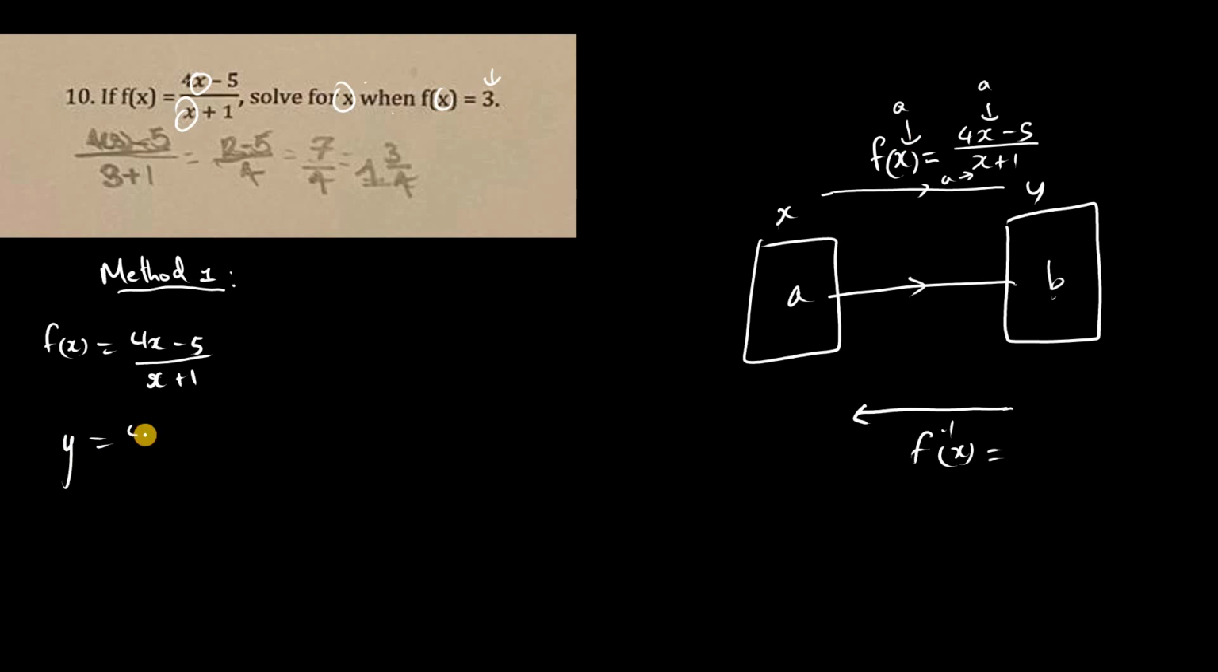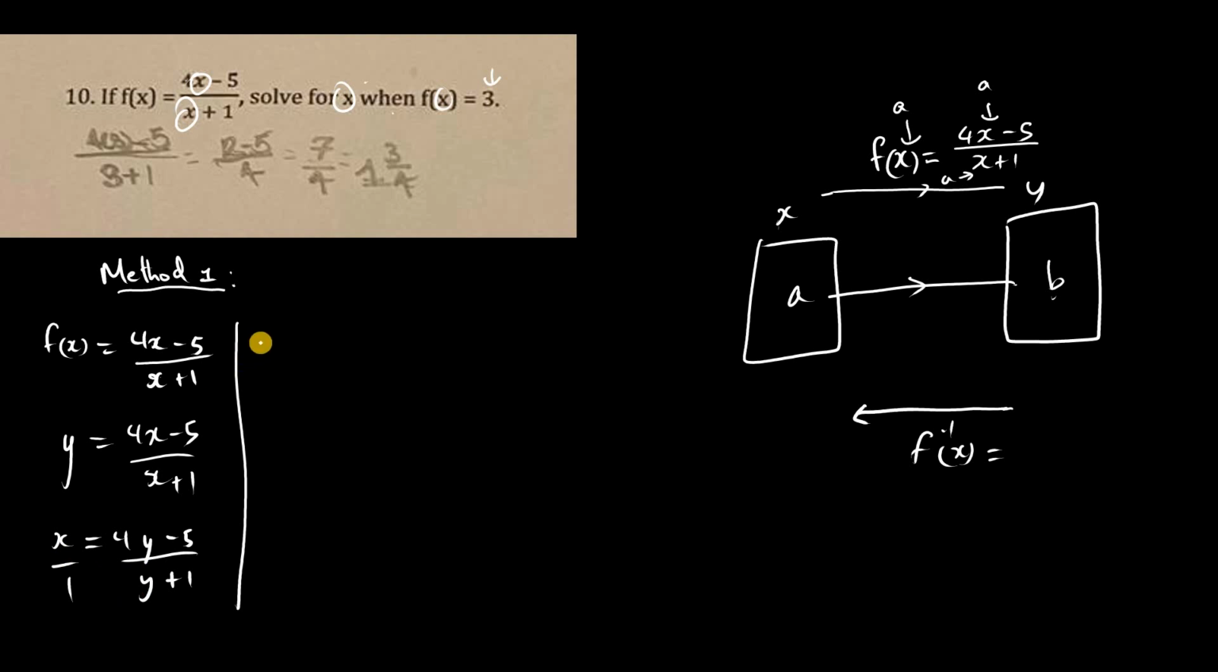Y equals (4x minus 5) over (x plus 1). We change f of x to y, then we interchange. So we have done that, right? Change f of x to y, then interchange: where you see y, put x, where you see x, we put y. Then we cross multiply, put x over 1, cross multiply. We can actually just do it right away.